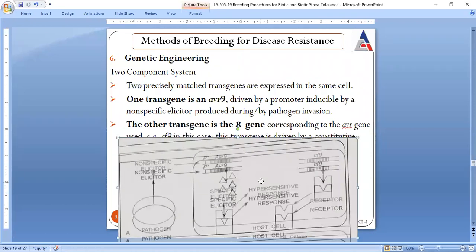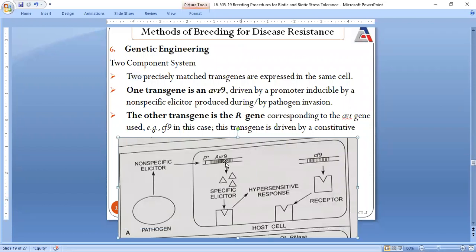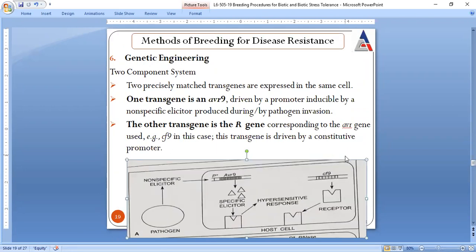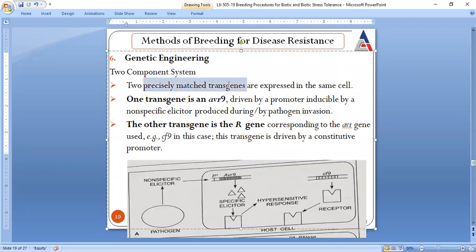That is one of the transgenes. Now the other transgene is R, right? The other transgene is R, and this R is corresponding, because we said precisely matched transgenes. Precisely means very accurately matched two transgenes. Because it is a two component system, if the other transgene is no more working in accordance with this gene, then the total mechanism is going to fail.